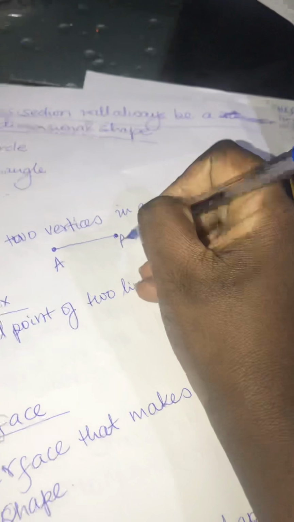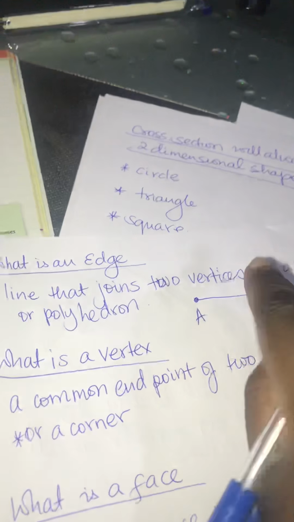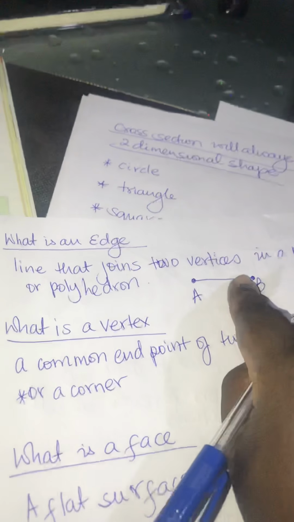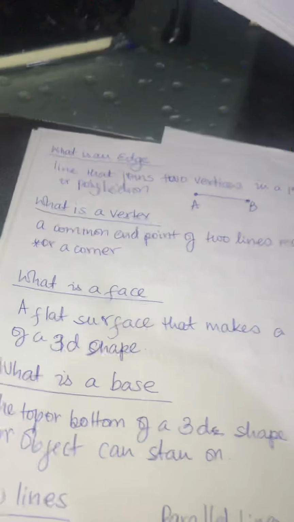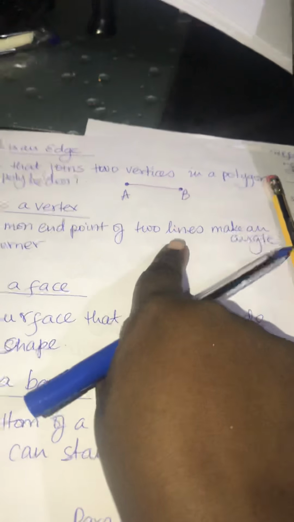A, B. So, for you to know it is an edge, you need two letters and you need a straight line. So, it's a line that joins two vertices in a polygon or a polyhedron. What is a vertex? A common endpoint of two lines that make an angle, or a corner.